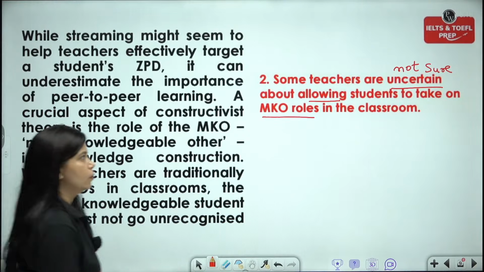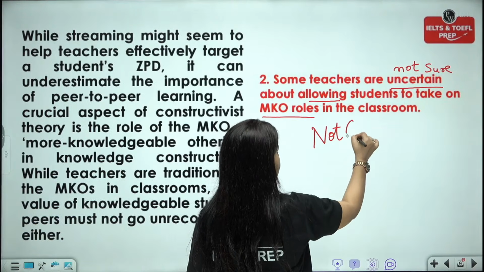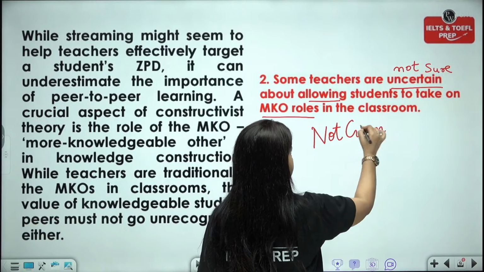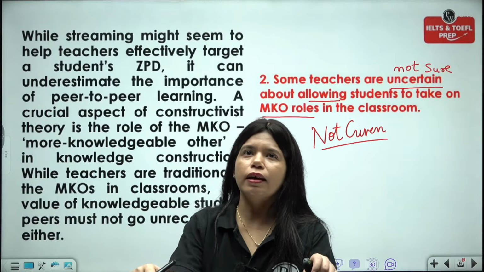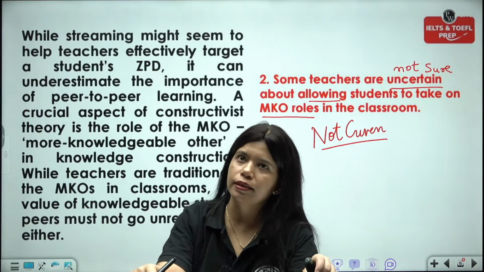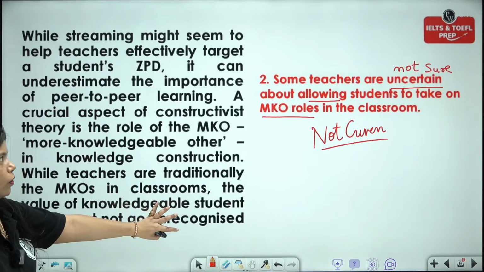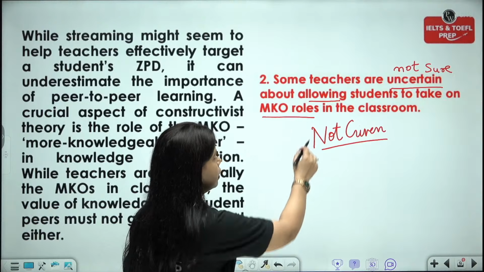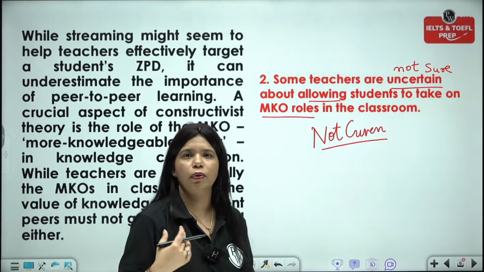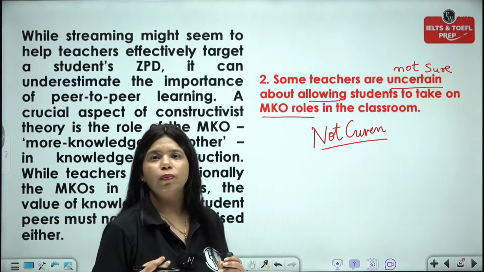All right, so the answer over here is not given. Why exactly is it not given? Yes, Taurik, I can see you were about to post the answer and I can see it was the right answer. Okay, so why exactly is it not given? Let's read the question once again. It says, some teachers are uncertain about permitting students to take on MKO roles in the classroom. Now, what is MKO roles?